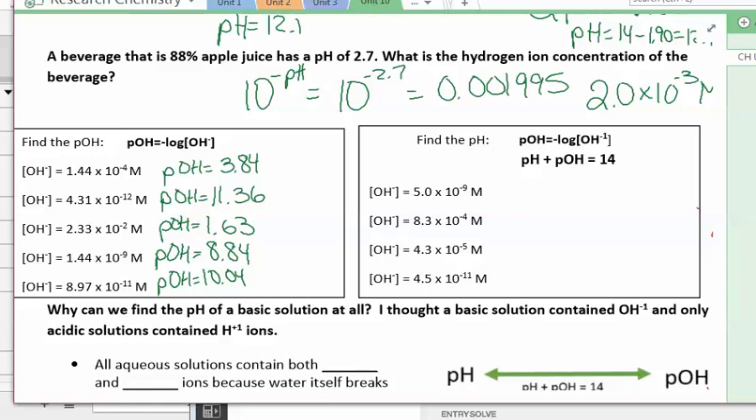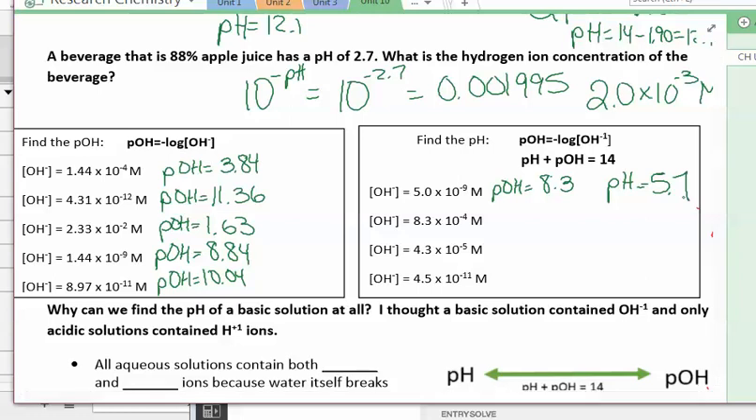The first step is going to be calculating your pOH, which you do the exact same thing. So the negative log of 5.0 e to the negative 9 will give me 8.3 as my pOH. So then I'm going to take 14 minus 8.3, and that will give me my pH, which is 5.7. So this one's kind of a 2-step problem.